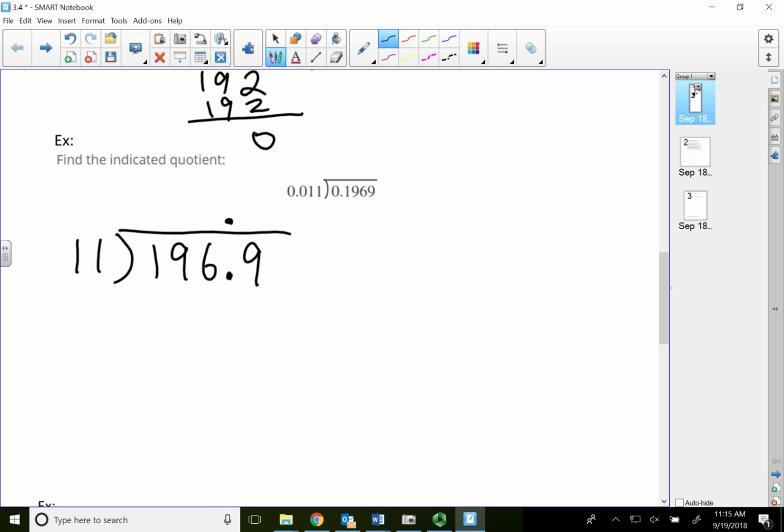The decimal goes right here. 11 going into 19 is about 1 time. Subtract, that's 8. Bring down the 6. So that's about 7 times, which is 77. So that will be a 9.